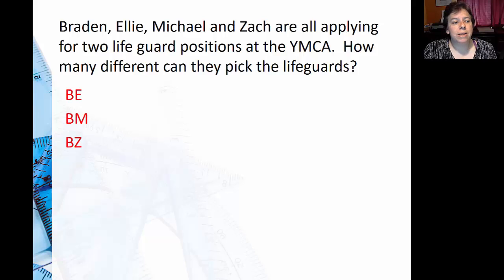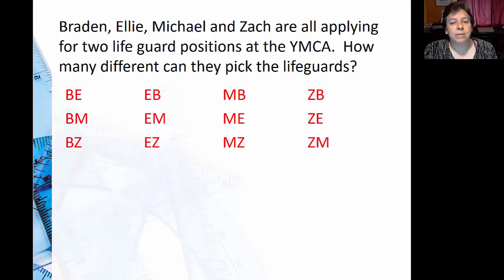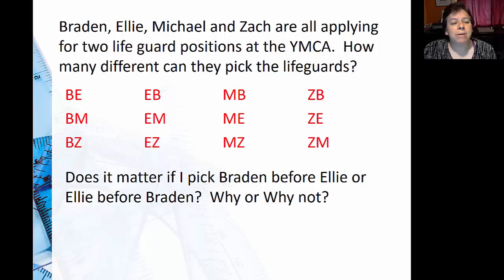Well, they could pick Braden and Ellie, Braden and Michael, and Braden and Zach. Or Ellie and Braden, Ellie and Michael, Ellie and Zach. Michael and Braden, Michael and Ellie, Michael and Zach. And then Zach and Braden, Zach and Ellie, and Zach and Michael. But does it really matter if I pick Braden before Ellie or Ellie before Braden?